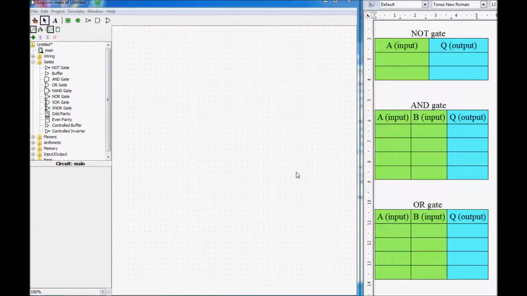Hi everyone. Today I will talk about three basic logical gates, and those will be the NOT gate, the AND gate, and the OR gate.